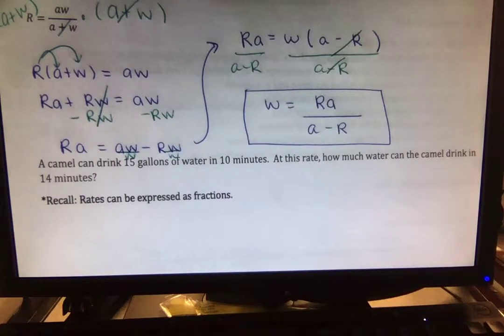Why can't our R's cancel? Because it's part of a factor. Yep, it's part of a factor. It's not like terms. Questions for me?